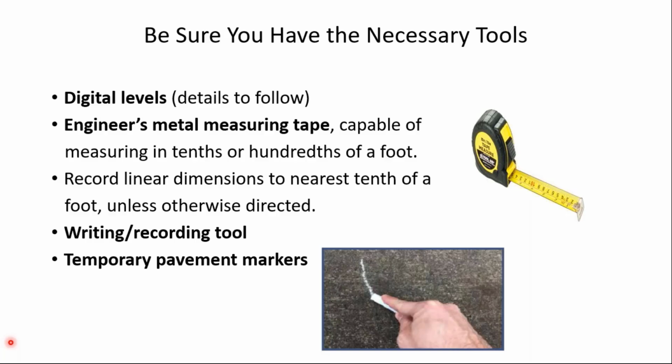This may be a tablet, a mobile device, might be old-fashioned paper and pencil and a clipboard, but make sure you have the appropriate tools that you need for documenting the inspection. And then I also recommend some sort of temporary pavement markers, because you may often have to make temporary markings on the pavement. This could be chalk or lumber crayon or spray paint, something like that.